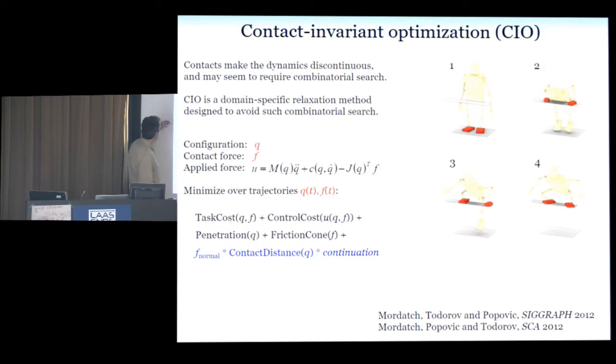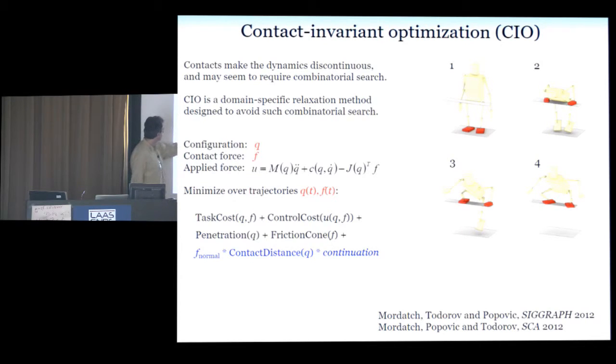So the cost functions here are things that say there's a task cost that basically says what you want, like get your hand to an object or get out of the door or whatever. Control costs usually penalize energy. There are things that penalize non-penetration, and this is the important one. This is the continuation trick. So we're allowing contacts to act from a distance.